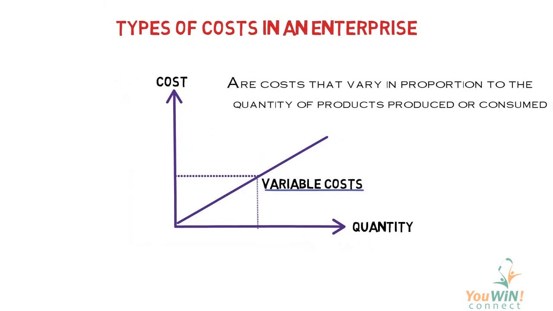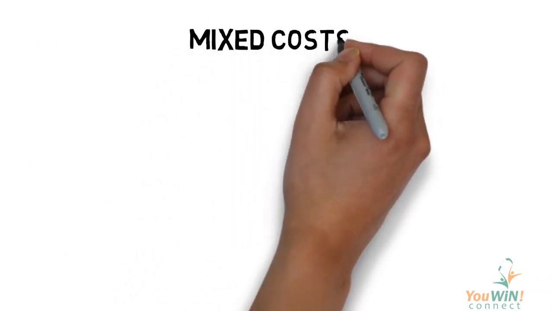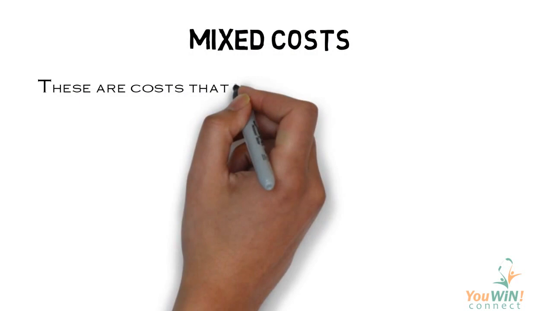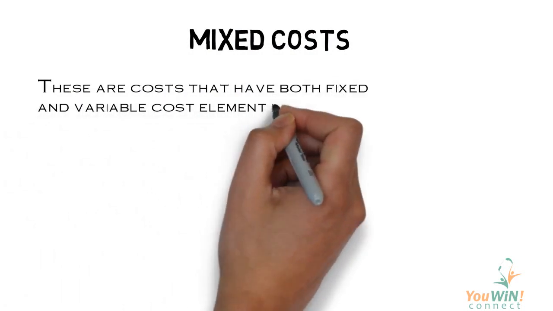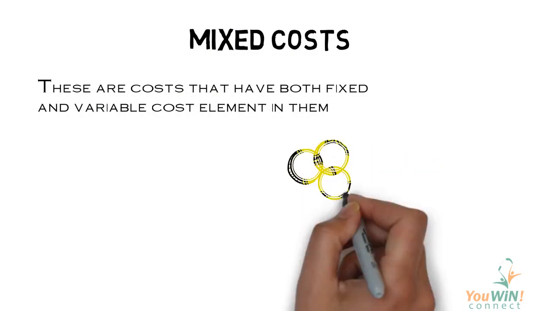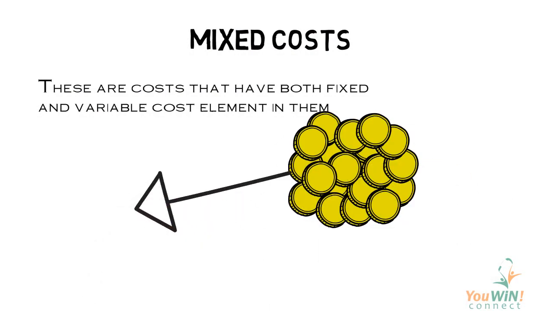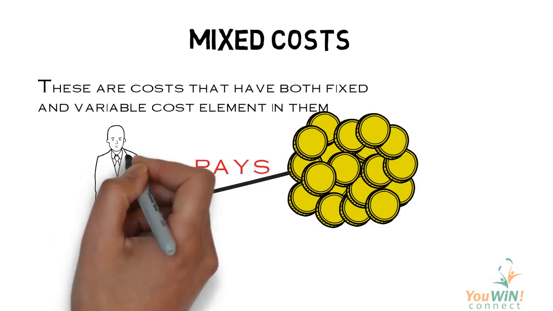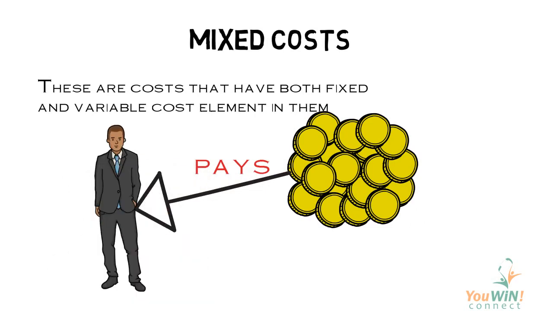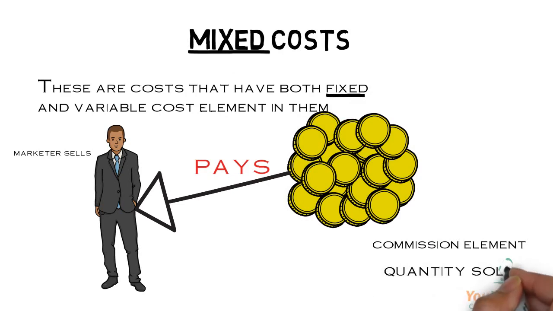There are also costs we refer to as mixed costs. These are costs that have both fixed and variable cost elements in them. For example, the salary a business pays a marketer is the same every month. However, there might be some commission element added to it, which is dependent on what the marketer sells. The total cost is mixed because the salary the marketer is paid is fixed, while the commission varies based on the quantity sold.